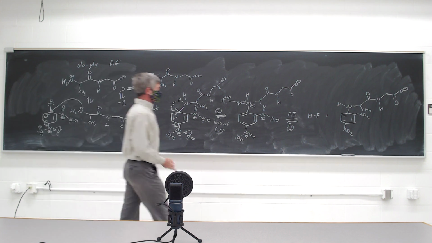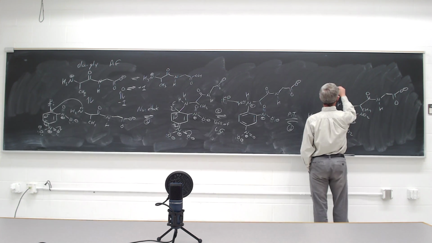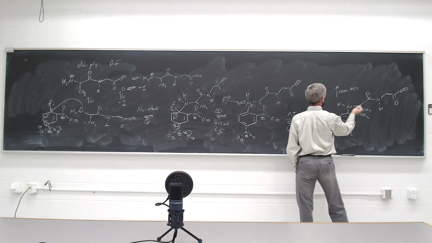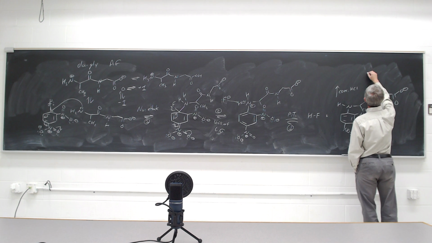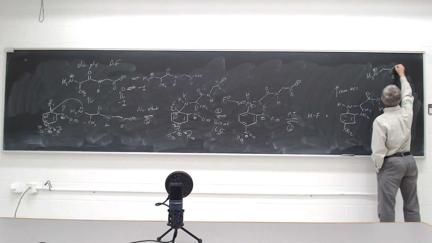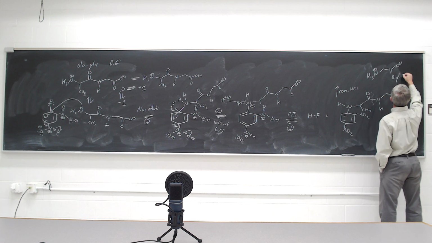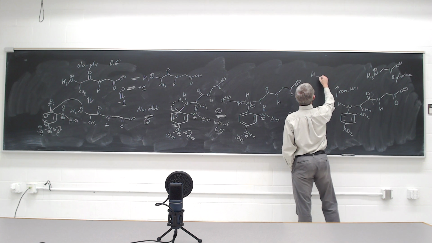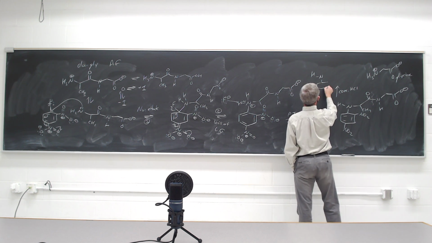Now we cleave with HCl. We treat this with concentrated HCl, and we get a cleavage of the peptide bond. So what we get is glycine, and we get the tag alanine.